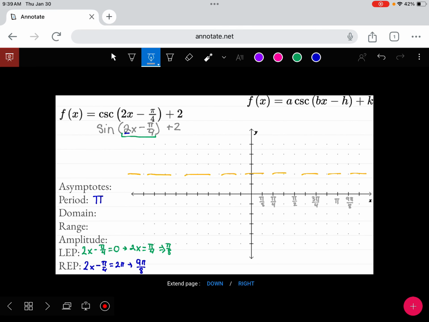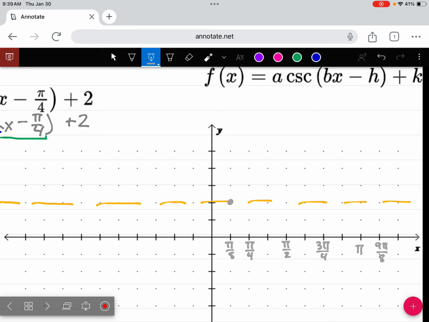So what's our amplitude on this one? 1. We don't have a number out in front. So we're going to start at our pi over 8 and end at our pi over 8. Halfway between, we're going to have another 0. We're going to go up 1, then back down, down 1, and back up. So our sine curve is going to look kind of like this.